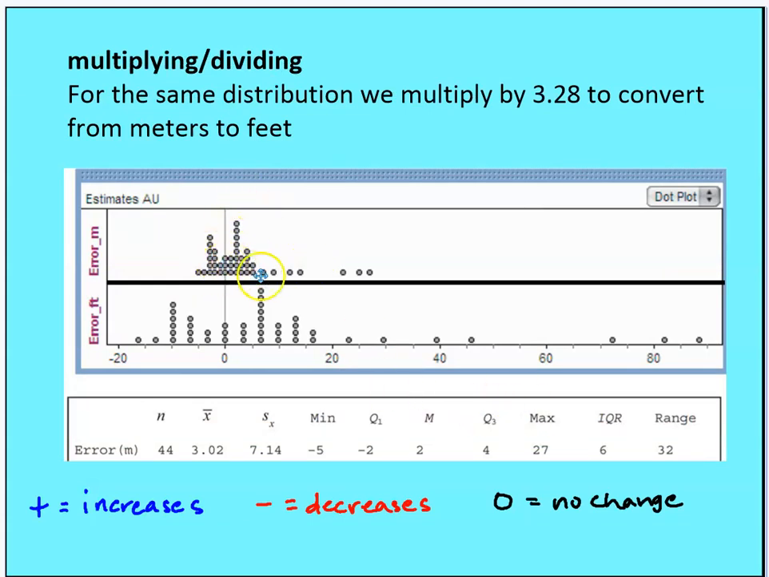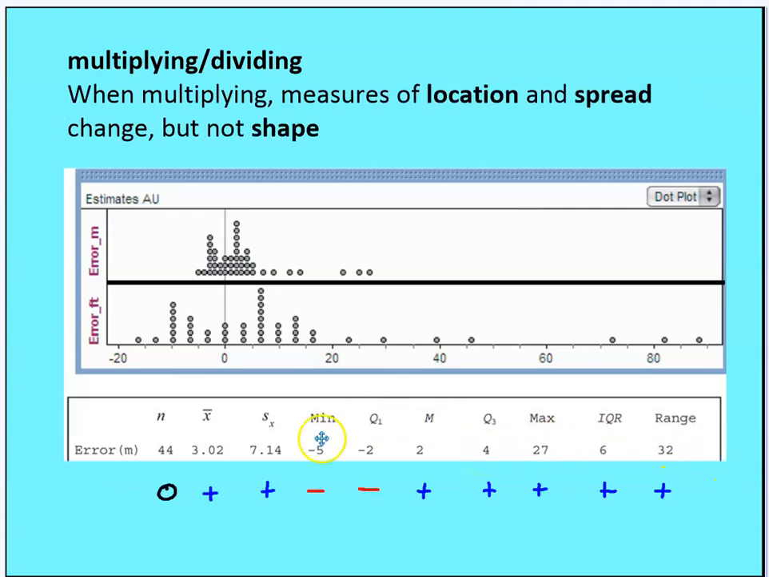You can see it consolidates here. So going back through each of these, let's take a guess of what happens to the count, the mean, standard deviation, minimum, first quartile, median, third quartile, max, interquartile range, and range. All right, so you can see the count stays the same. The mean goes up. Standard deviation goes up. The minimum goes down.